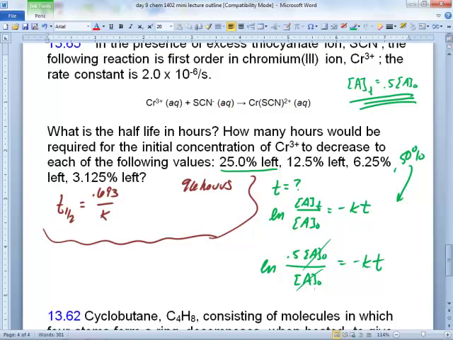Okay. So let's do one of the ones they actually asked for. They actually asked for 25% left. Yeah, it's 25% left. It would be 0.25 A0, right? That'd be 1/4 left.